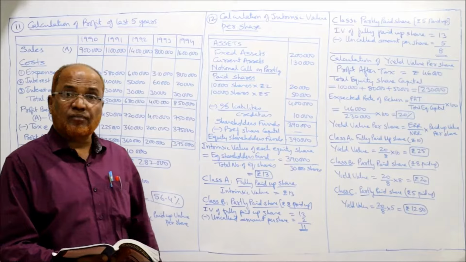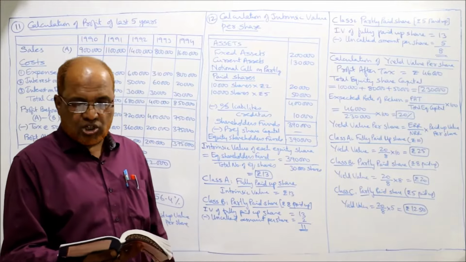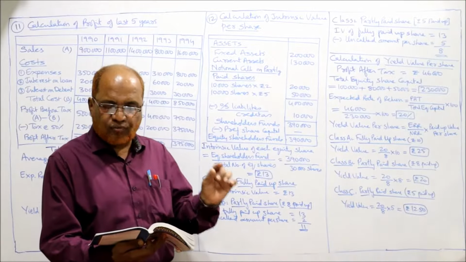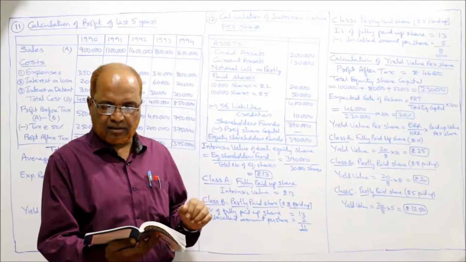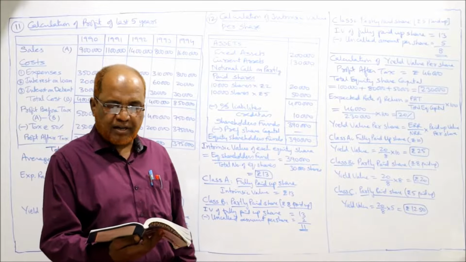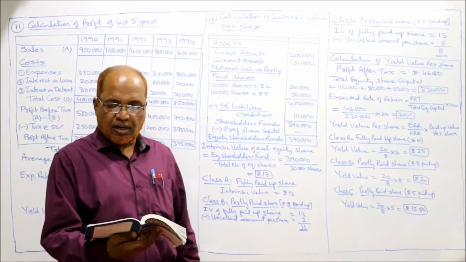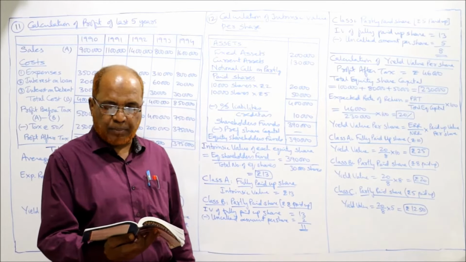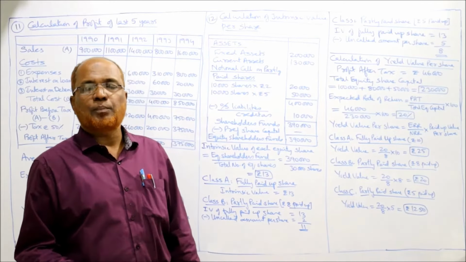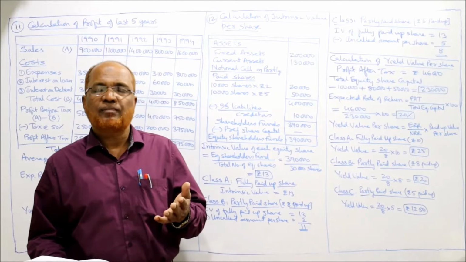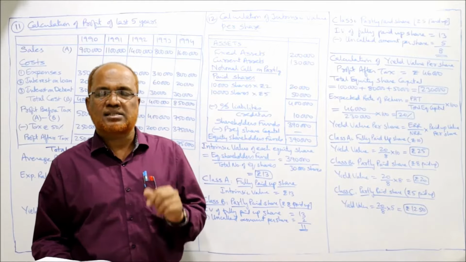Share capital, now look carefully, here there is a new point. In share capital: 10,000 equity shares of rupees 10 each fully paid, 1 lakh. 10,000 equity shares of 10 each, rupees 8 per share called up and paid up, 80,000. 10,000 equity shares of 10 each, rupees 5 per share called and paid up, 50,000. So in this problem there are 3 types of equity shares. We will simplify them: Class A, Class B, Class C.